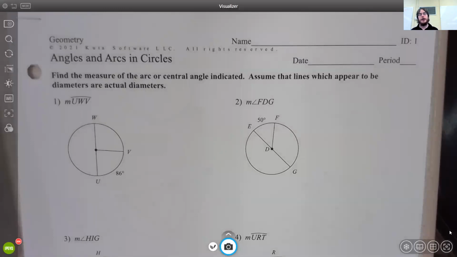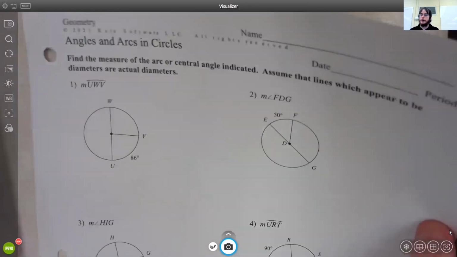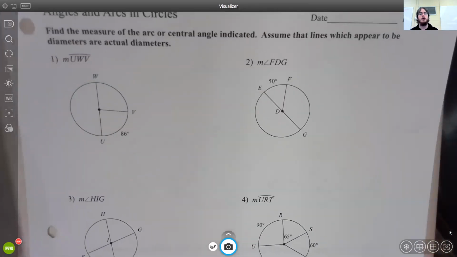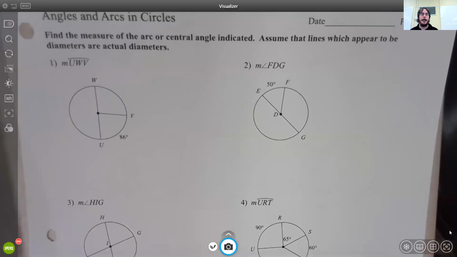This was assigned a few days ago, but we went over this together in class just to kind of help bolster our knowledge of this material. We'll continue working on this as we go along. So in the first four questions, it says to find the measure of the arc or central angle indicated. Assume that lines which appear to be diameters are actual diameters.